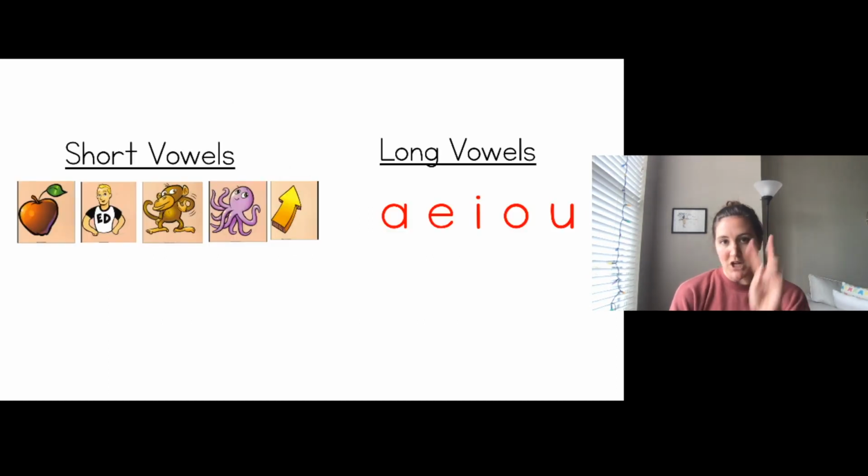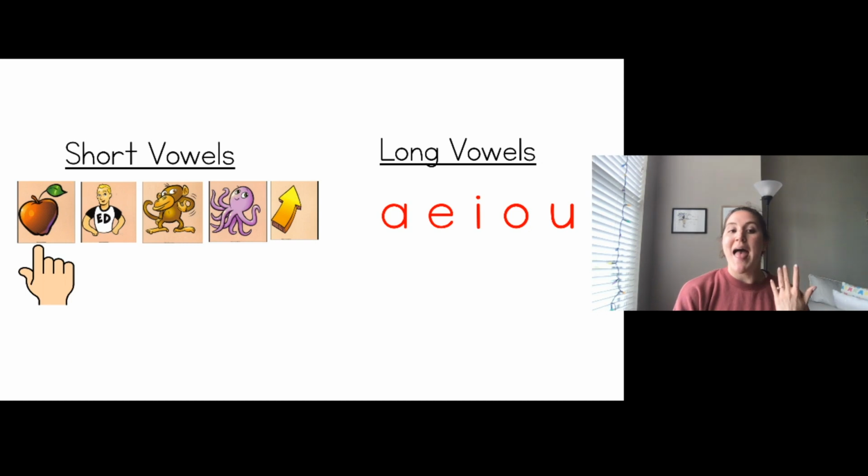First, let's remember that we talked about last week that vowels can make two sounds. They can make a short vowel sound or a long vowel sound. Short vowel sounds are a, i, o, and long vowel sounds are a, e, i, o, u. Our long vowels are when we hear the vowel's own name in the sound. So we're going to look at some words today, and I'm going to show you how we can read them with a short vowel sound and a long vowel sound.